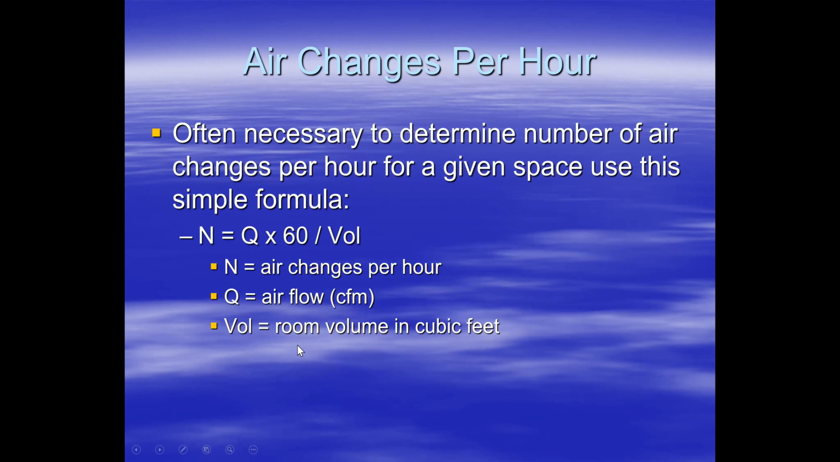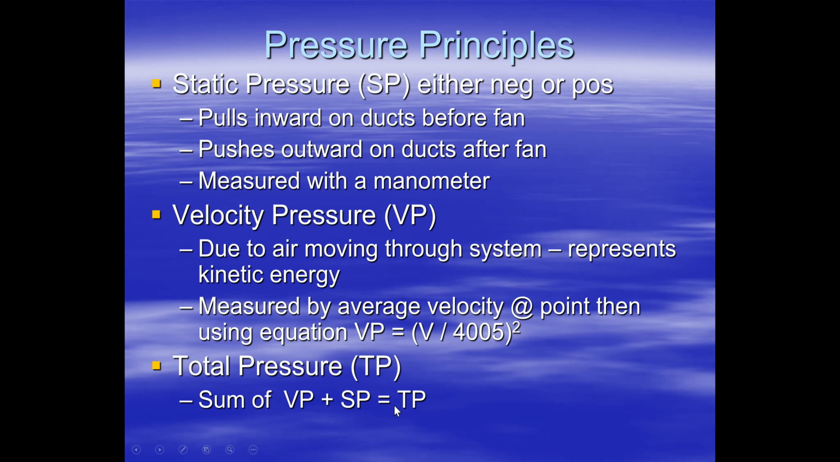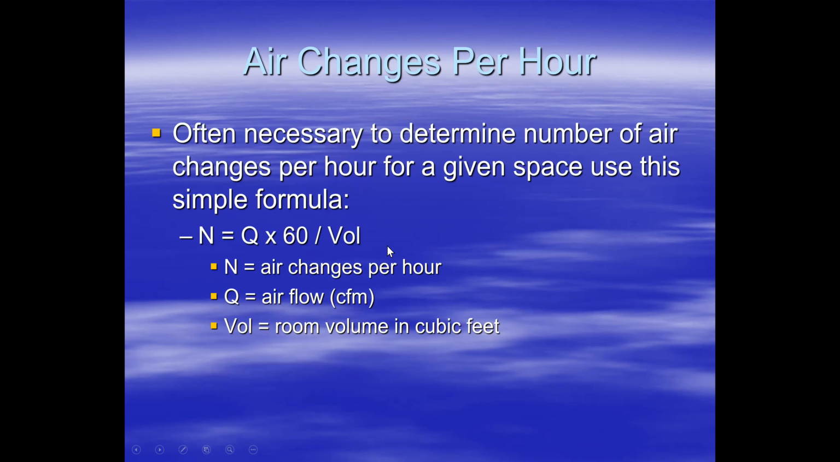Okay, and then I can look at the total pressure in the system. That's simply the sum of my average velocity pressure and my average static pressure, or if I'm looking at a single point, the velocity pressure plus the static pressure at that single point. Total pressure can be positive or negative. It depends on how negative your static pressure is relative to the speed of the air going through the system. Velocity pressure is the only one that's fixed, always has to be positive.